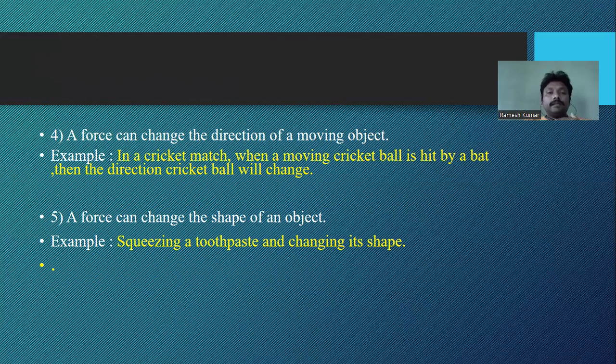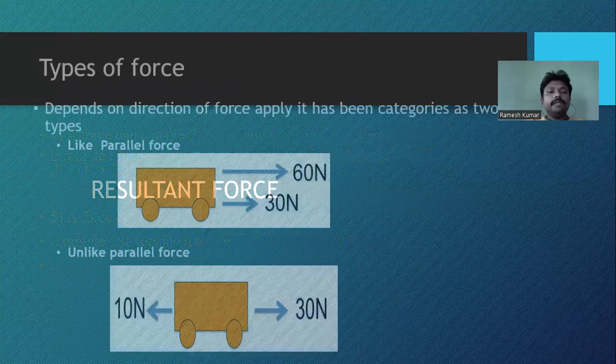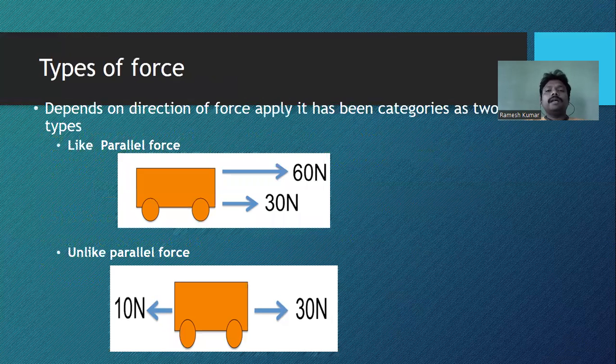Let me see the next topic in today's class, that's resultant force. Before moving to the resultant force, let us explain the types of force which depend on the direction of force applied. It has been categorized into two types. They are like parallel force and unlike parallel force. What is the like parallel force? When two equal or unequal magnitude forces are parallel to each other and act in the same direction, these types of force are called like parallel force.